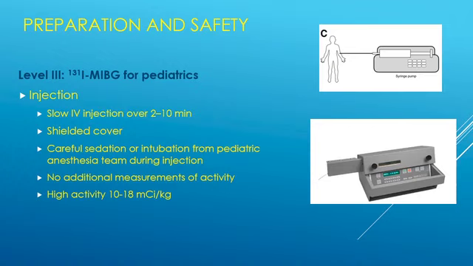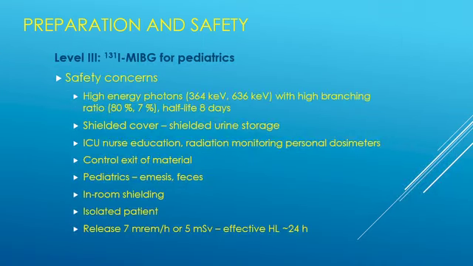The activity is on the order of 10 to 18 millicuries per kilogram, depending on the protocol, depending on the disease being treated. And of course, since there are pediatric patients, often you will have to have anesthesia in there as well. So that's an additional complication. So that requires a huge concerted effort from all the teams. I mean, you really want to educate and work with your nurses in the ICU, your anesthesiologists, monitor them well with radiation. Like I said, there's a high level of activity, but also very high energy photons, 364 keV with an 80% branching ratio, and 636 keV with 7% branching ratio, a half-life of 8 days.